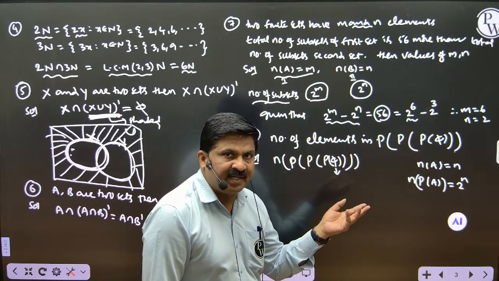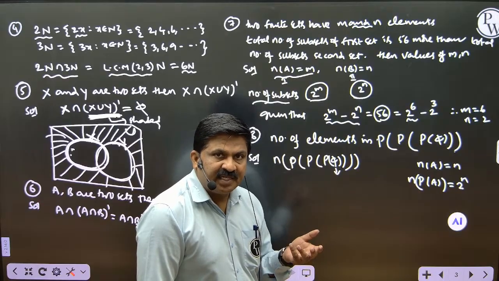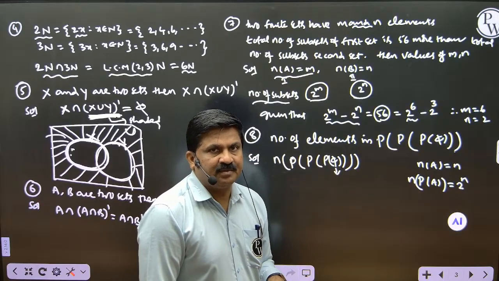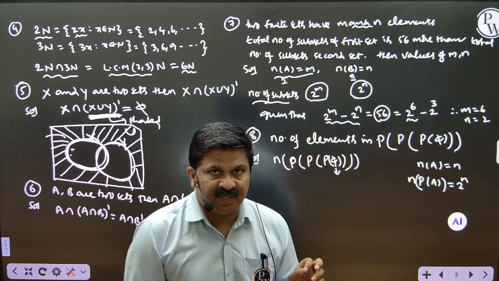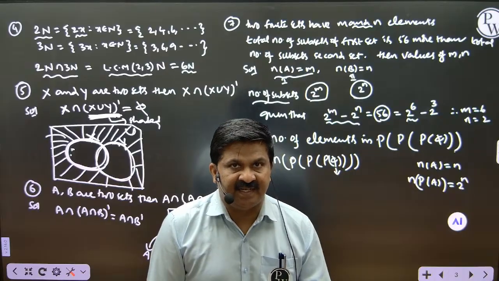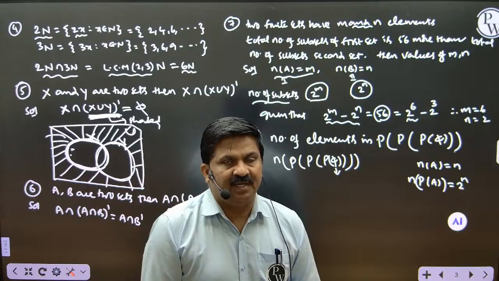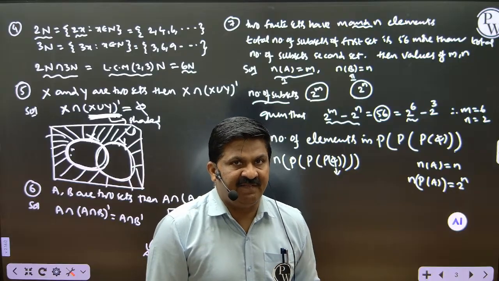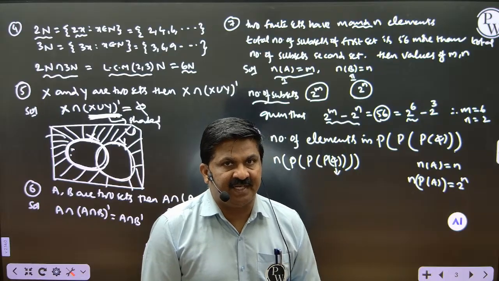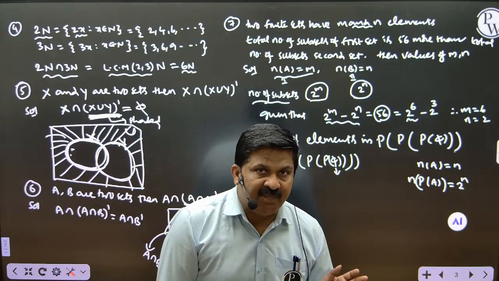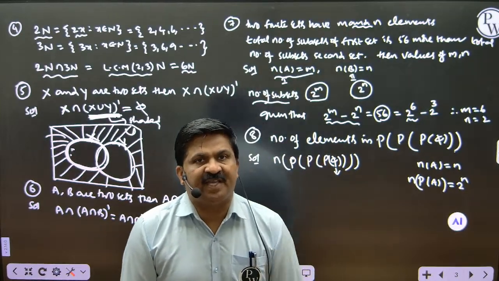Power set means what? A power set is a set which has the set of all subsets. P of A means the power set of A, which is a set that contains all the subsets of a given set. That's why the number of elements in a power set is equal to the number of subsets of a given set, right?